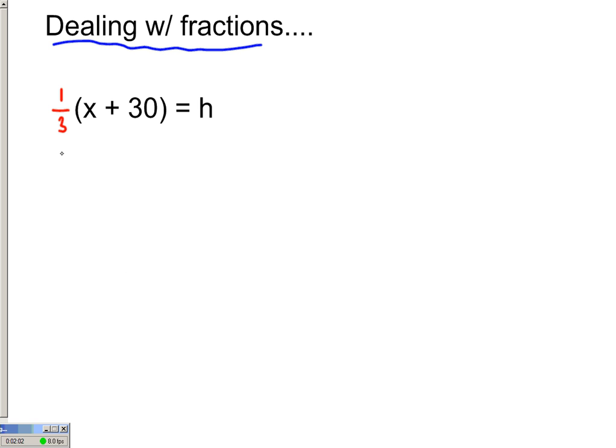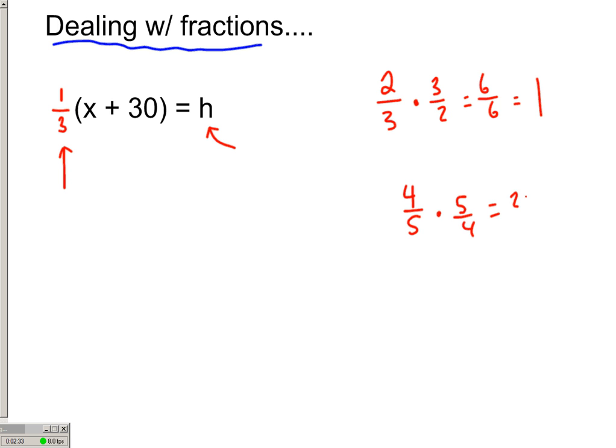Whenever you see a pesky fraction, let's just say it's one fraction. There's not a bunch, just one fraction. And the other side of the equation just has one number or one variable. Here's a really easy trick. You're going to multiply the fraction by its reciprocal. What's a reciprocal? Well, if we looked at the fraction 2/3, you would take the fraction and turn it upside down and multiply, and you would get 6/6 or 1. If I took a look at 4/5, flip it upside down, multiply it across and get 20/20, so it equals 1. It even works for negative fractions, so let's use -1/3.